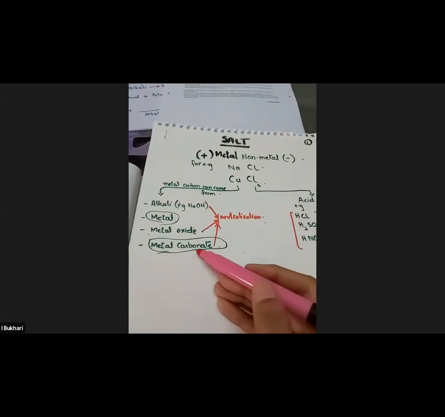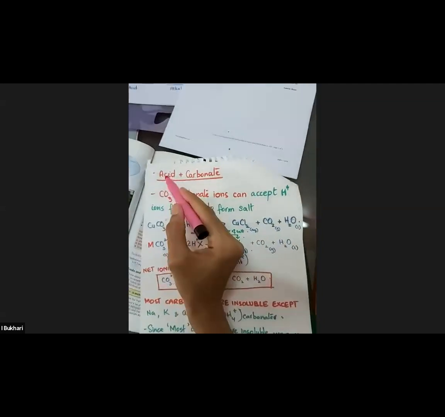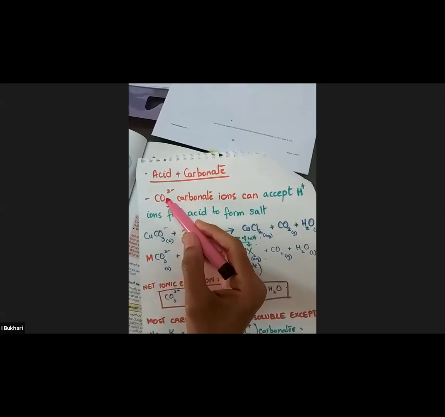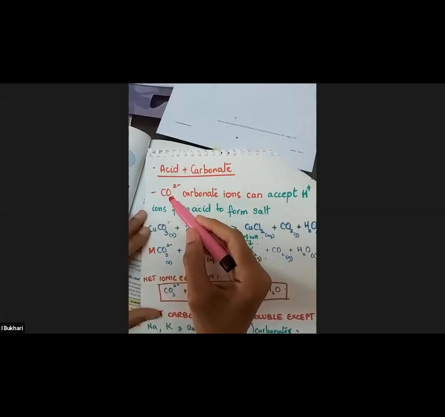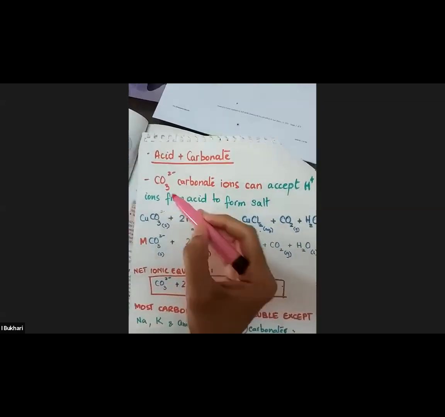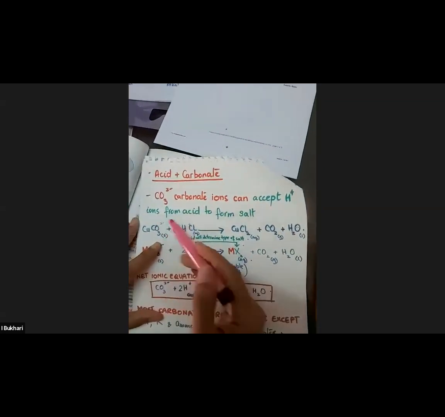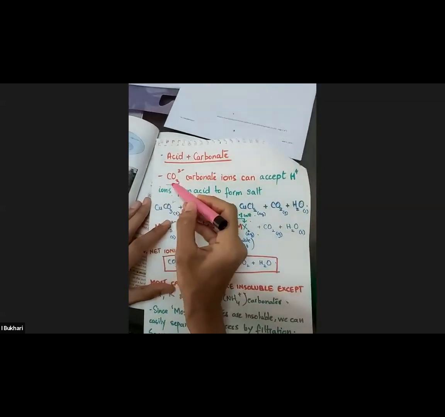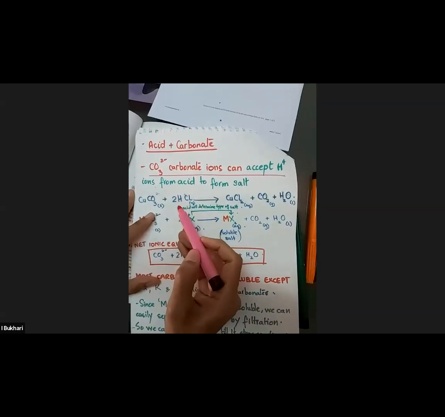Now let's talk about carbonate and metal. Acid plus carbonate. Of course, a reaction with acid and carbonate. Acids will contribute hydrogen ions in the reaction, and carbonate will contribute the carbonate ions. Carbonate ions can accept hydrogen ions from acid to form salt. Now, because carbonate ions can accept hydrogen ions, it is behaving as a base, right?